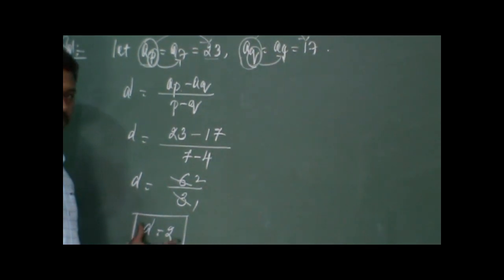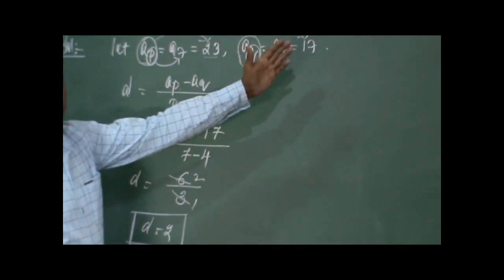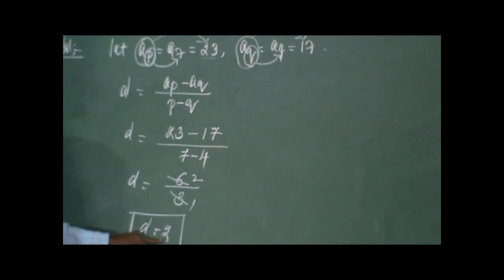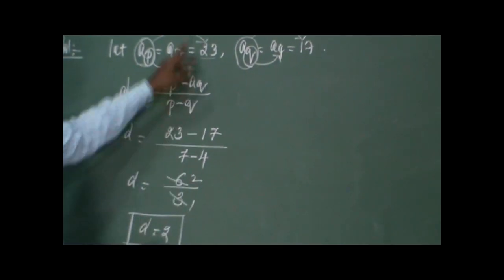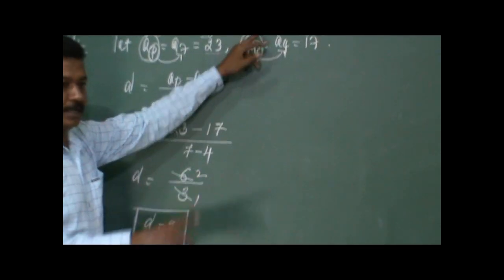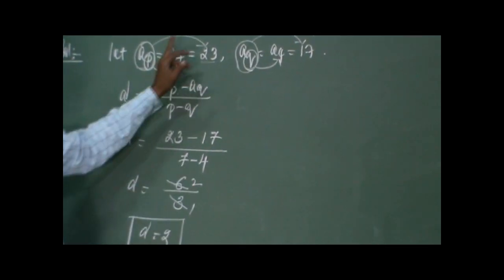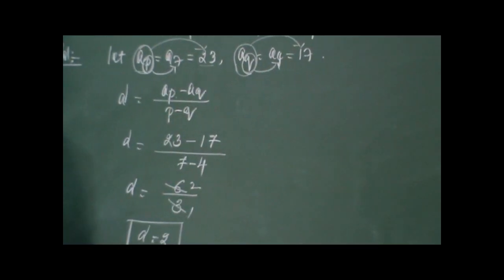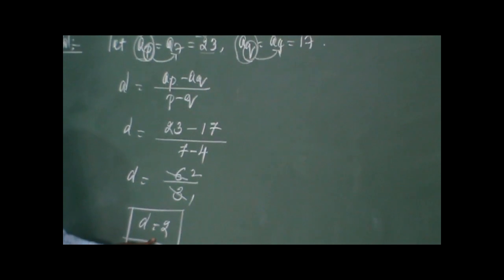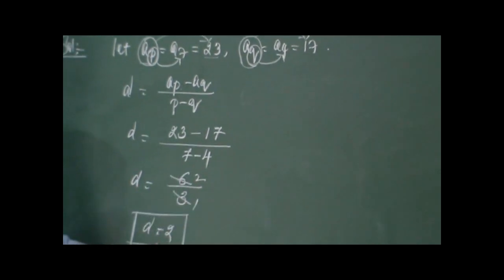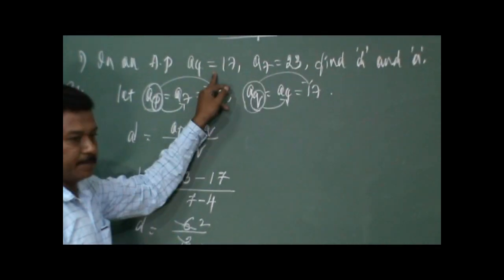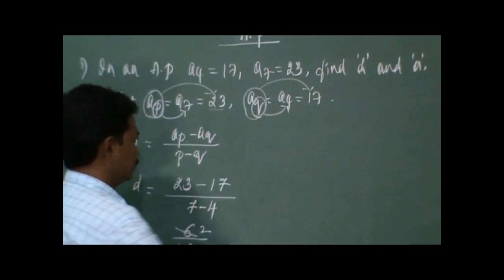Once you know the value of D, the next task is finding out the value of A. Listen to the condition. If you know the value of D and you know the value of any term of an AP, then substitute that value of D in any one of the terms you like, and then you will get A. Once again I will repeat, if you have the value of D of an AP, in order to find out A, substitute the value of D in any one term of that AP to find the value of A.